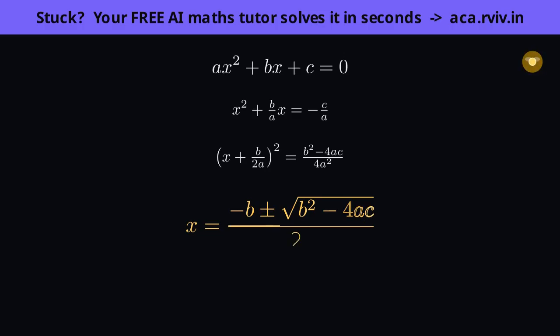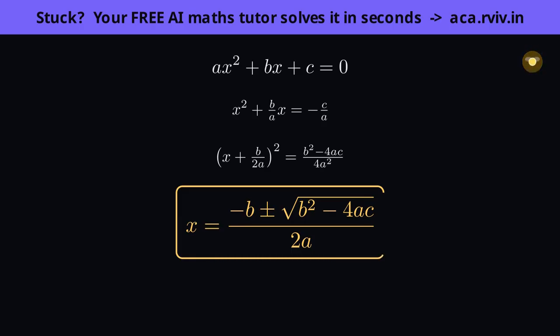Move b over 2a to the other side, and out drops the quadratic formula. X equals minus b plus or minus the root of b squared minus 4ac all over 2a. We didn't memorize it, we built it. And because we used only letters, it is now true for every single quadratic there will ever be. That's why it never fails.